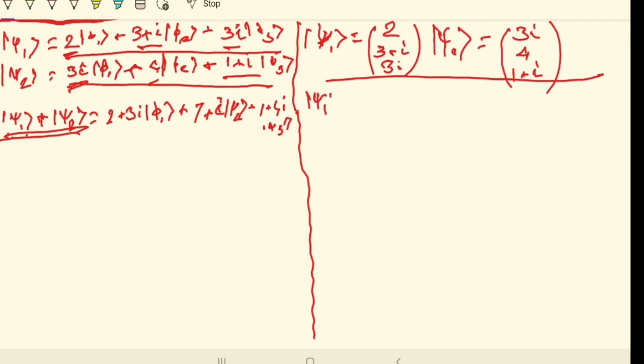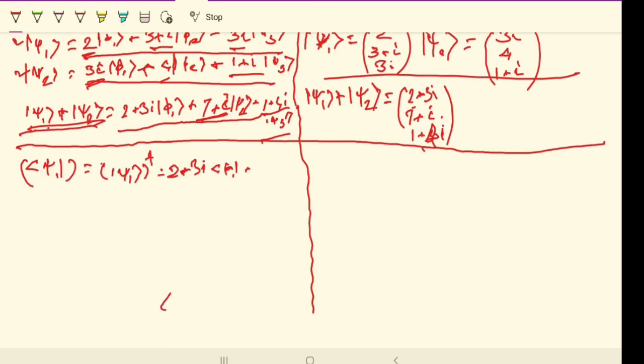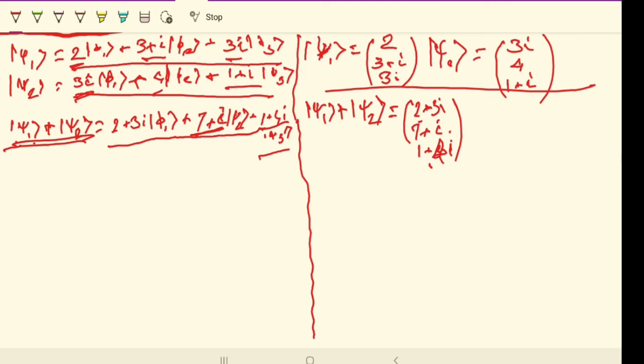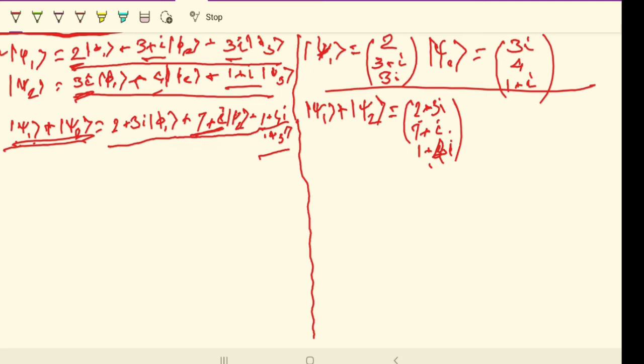Using the matrix form, what will be my psi1 plus psi2? Adding these two matrices, it will give me 2 plus 3i, 7 plus i, and 1 plus 4i. Isn't it the matrix representation of this vector, psi1 plus psi2: 2 plus 3i, 7 plus i, 1 plus 4i. Okay. So even if I add the vectors as whole vectors, or use the matrix representation, I get the same result.